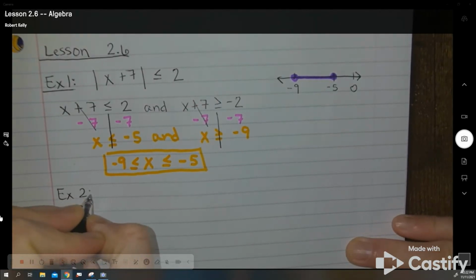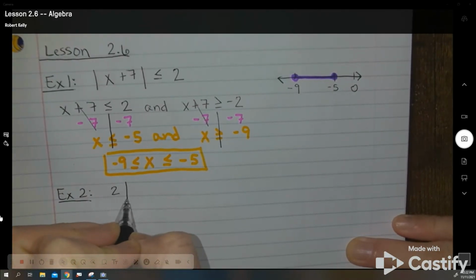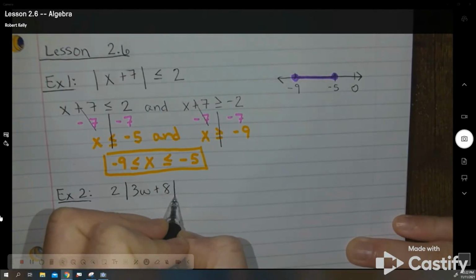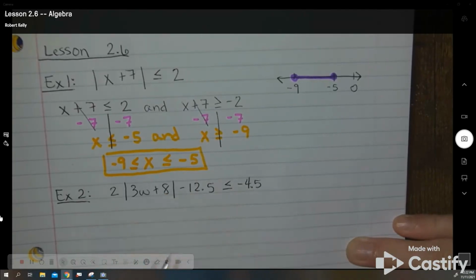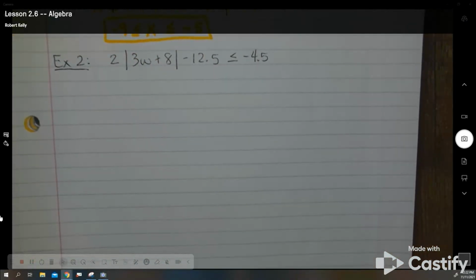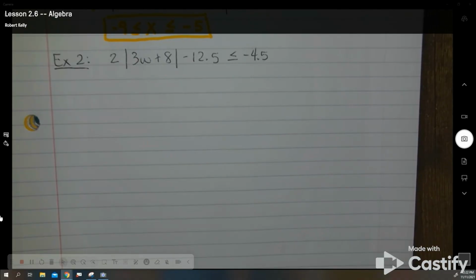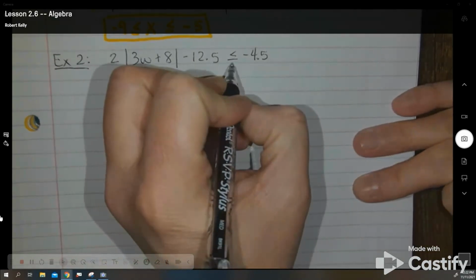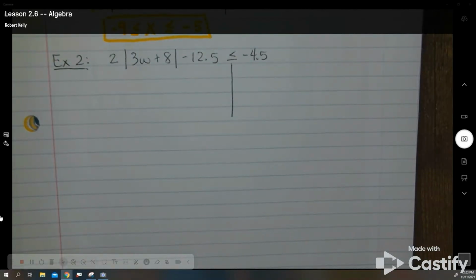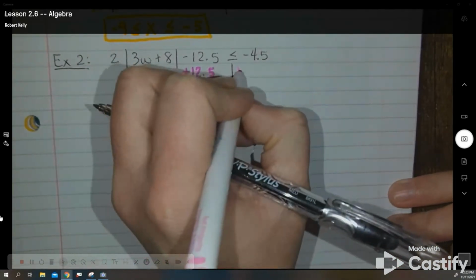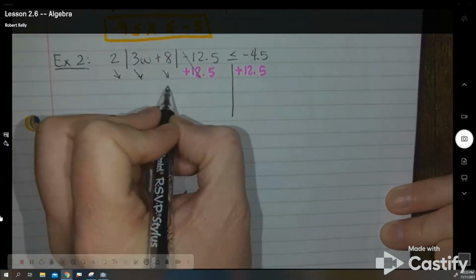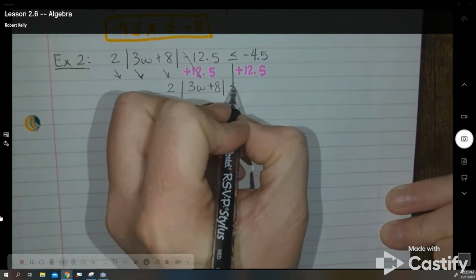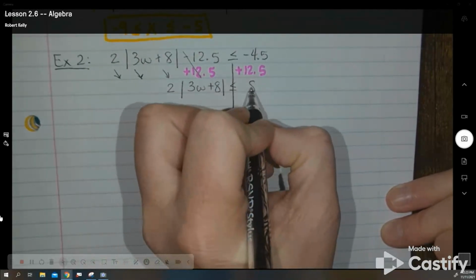All right, for example 2, we have 2 times the absolute value of 3w plus 8, minus 12.5, is less than or equal to -4.5. Now, remember from when we were solving absolute value equations, we can't split it into two different things until we have just the absolute value portion left. So before I'm there, I need to add 12.5 to both sides. So -12.5 plus 12.5 is 0. We're going to bring all this down. -4.5 plus 12.5 is 8.